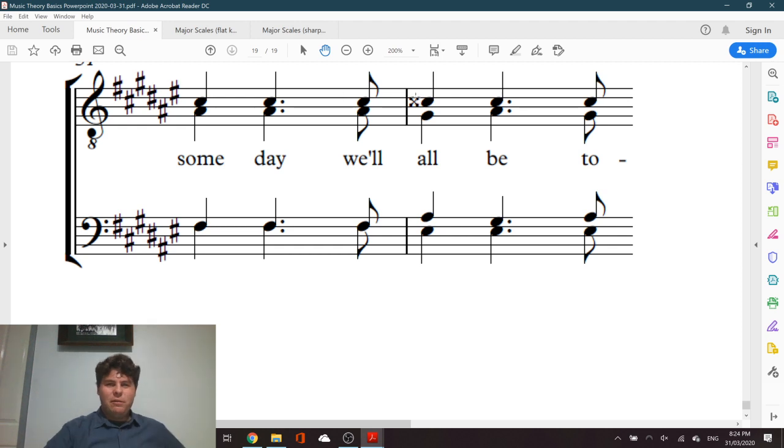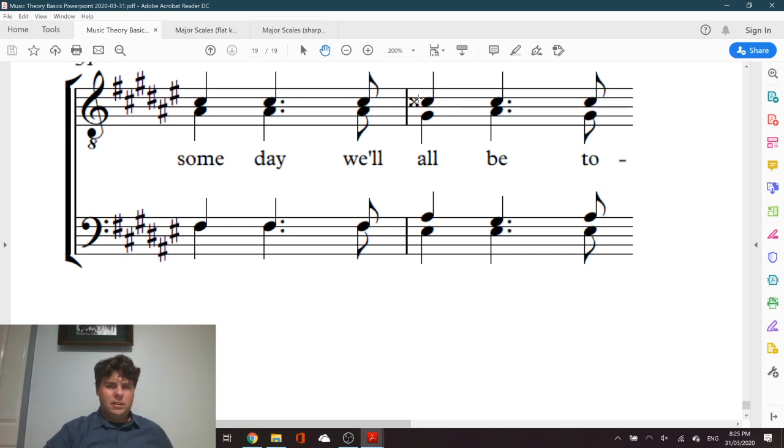So you're probably referring to this symbol here, which is called a double sharp. A sharp, which looks like a hashtag, raises a note by one semitone. A double sharp raises a note by two semitones, or a tone. So a tone is another name for two semitones. So this is a C double sharp, which means it's really a D.